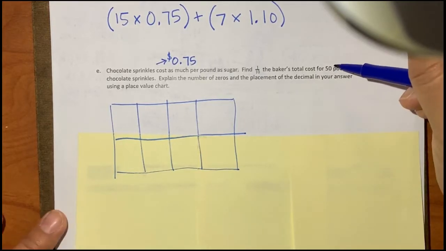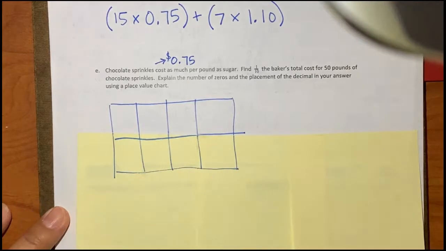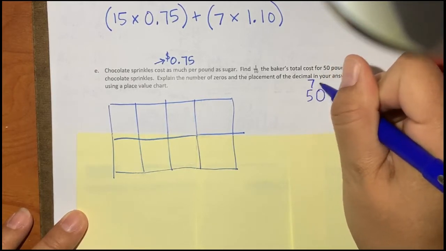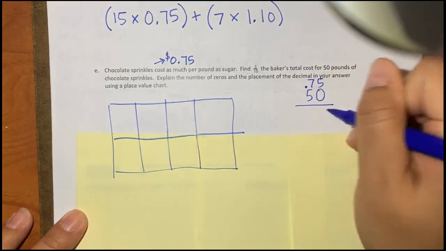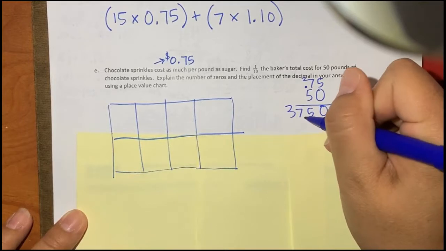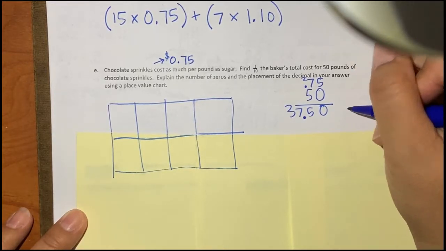Now, for 50 pounds, we need to figure out how much it's going to cost for 50 pounds. How can we do this? There's a couple of ways. Ashvin? Okay, so we can do, well, 0.75 times 50, we go to 0, 5, 2, and then add the decimal back in, so 37.50 for sprinkles, right? For 50 pounds.